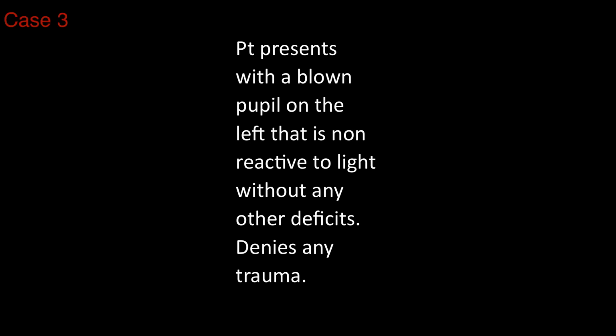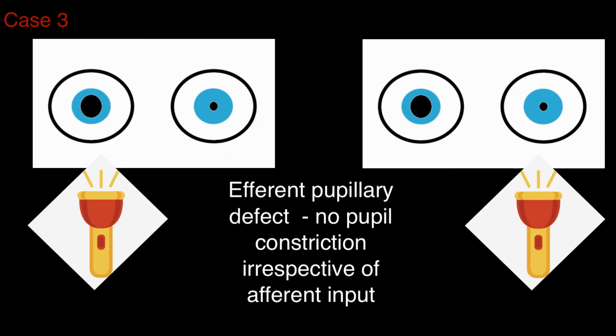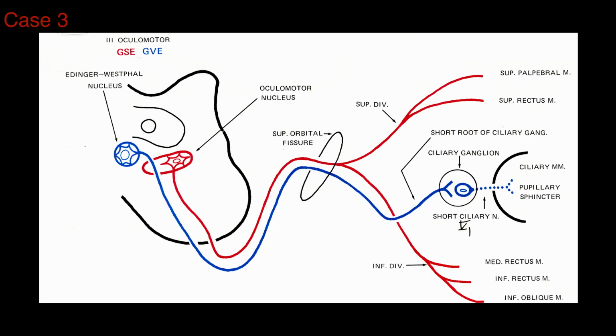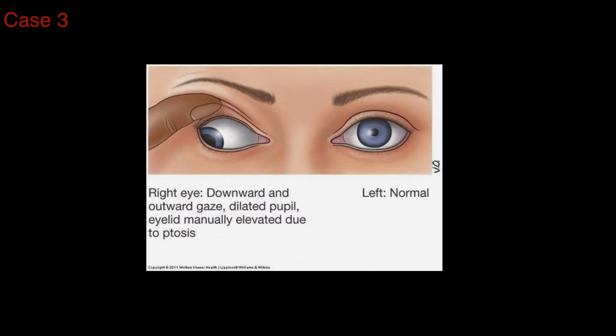A patient presents with a blown pupil on the left that is non-reactive to light without any other deficits. He denies any trauma. So what's going on here? The patient has an efferent pupillary defect. The efferent input is carried to the pupil by cranial nerve 3. But if he had a third cranial nerve palsy, wouldn't you expect him to have a gaze palsy as well?